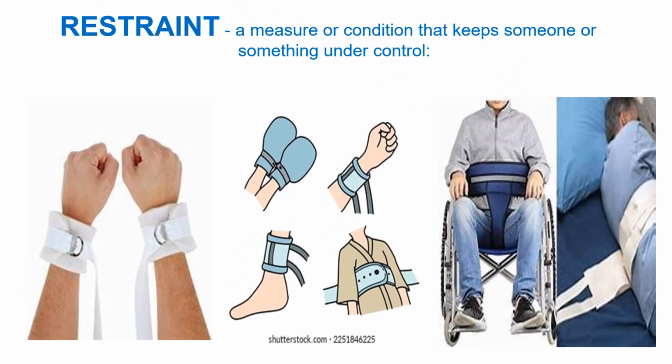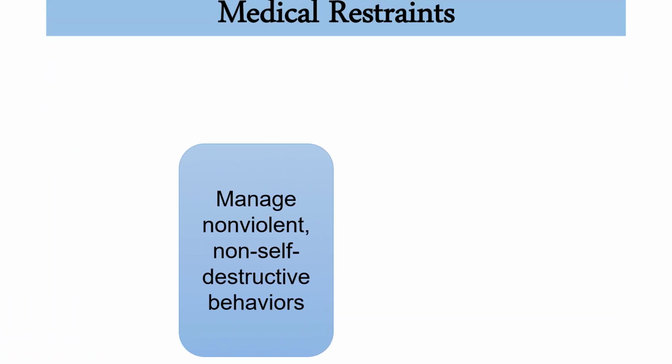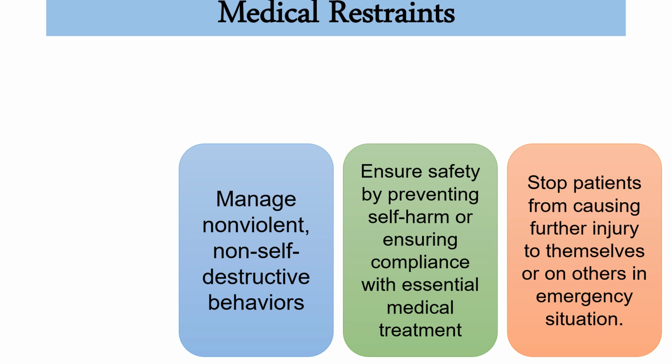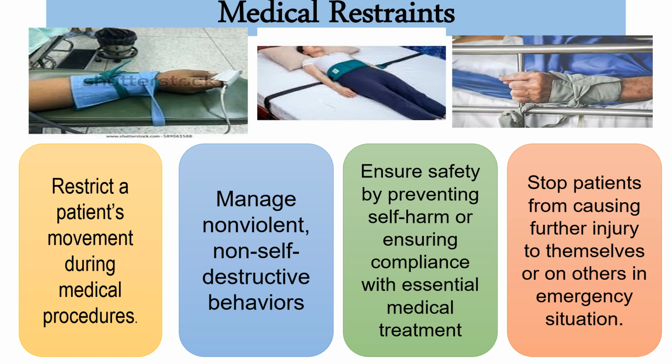Okay, presented in this slide, we have physical restraint. Examples, we have the wrist and ankle restraint or the extremity restraint. We also have mitten as well as the waist restraint. Now let's move on to medical restraints. It manages the nonviolent, non-self-destructive behavior. It ensures safety by preventing self-harm and ensuring compliance with essential medical treatment. It also stops patients from causing further injury to themselves or on others in emergency situation. And finally, it restricts a patient's movement during a medical procedure.